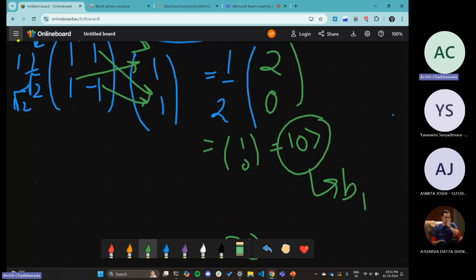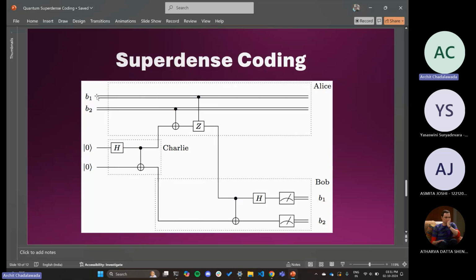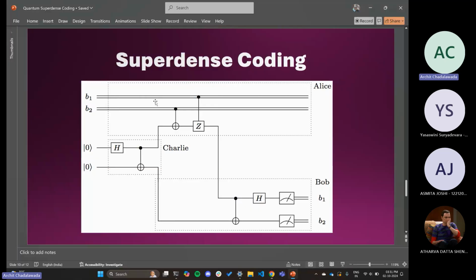Now let's consider the second case of 0, 1 as the input, because the classical bits can be 0, 0, 1, 0, 0, 1, and 1, 1. Let's take the case of 0, 1. So what does Alice do to the superposition state when 0, 1 is the case? The first bit is 0, so no need to apply the Z gate. The second classical bit is 1, so we apply the X gate onto the qubit.